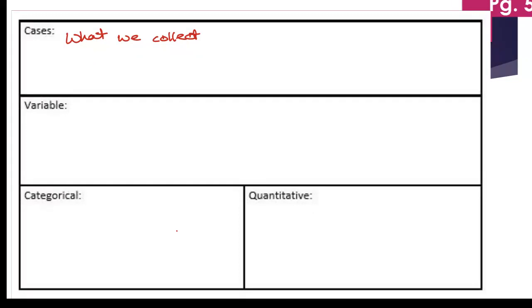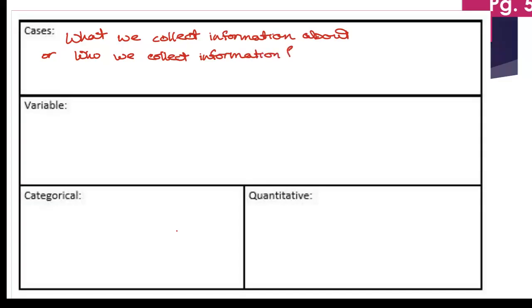Starting on Chapter 8, Language of Data Notes. So the cases are what we collect information about, or who we collect the information from.